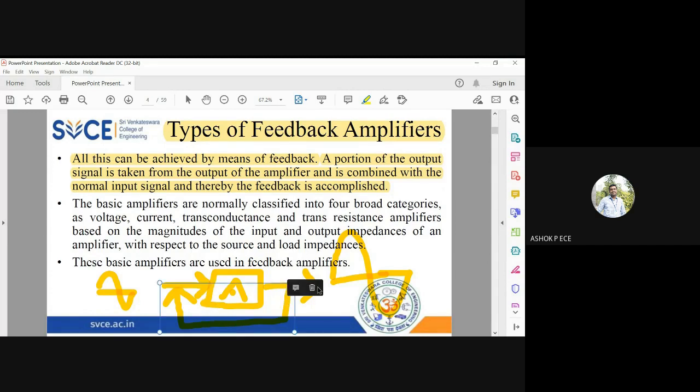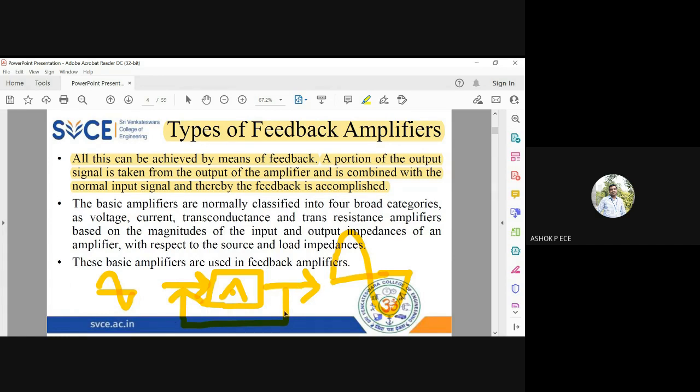The normal amplifiers will not have this path. A normal amplifier functions as usual: when you give a sine wave, it will be amplified. But when you provide feedback, you are taking the signal from the output and giving it back to the input, mixing it with the input. This is called the feedback path, and this is called the direct path. So a feedback amplifier will have a direct path and a feedback path.